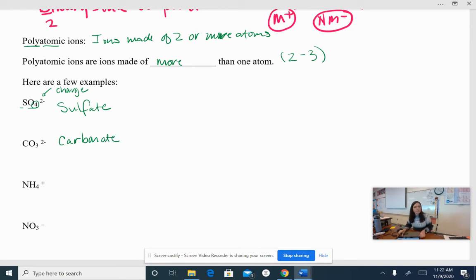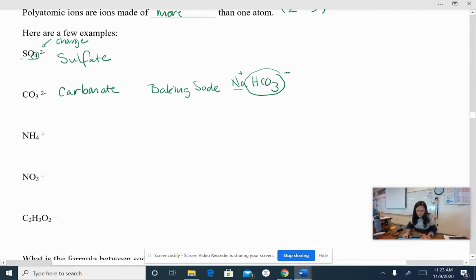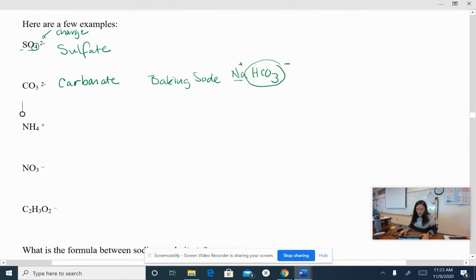And if you cook, you might have used carbonate a lot. How many of you guys have used baking soda? Baking soda is just sodium bicarbonate. So you have a sodium, and then you have the bicarbonate ion. And that bicarbonate ion is a -1, and that sodium ion is a +1. And that's what you use to raise quick breads like muffins or sweetbreads like banana bread.